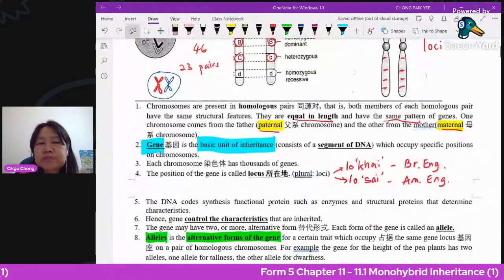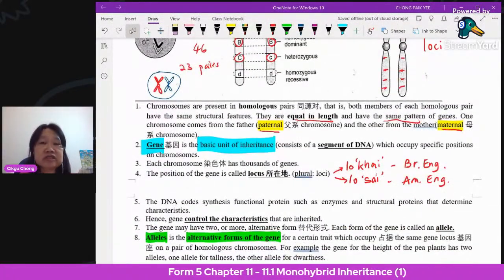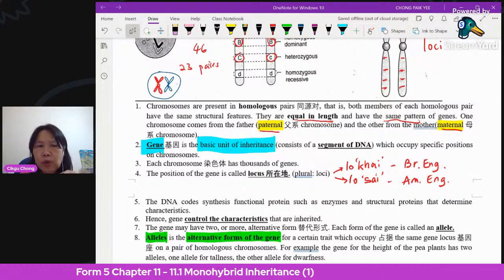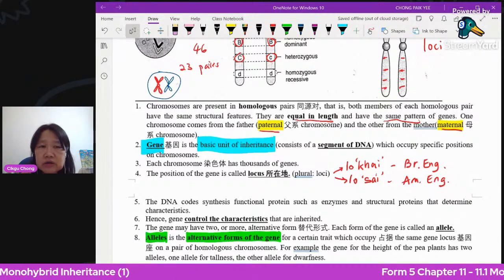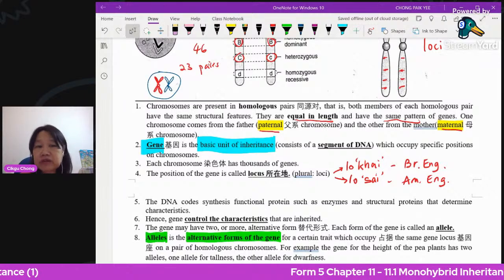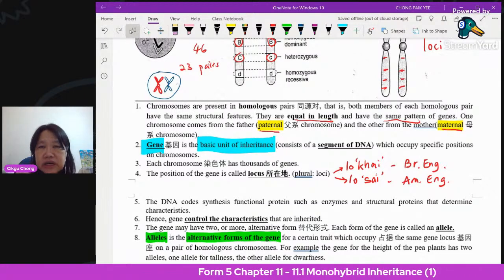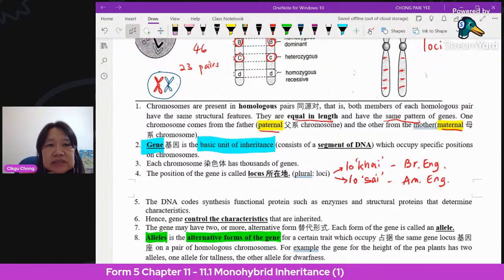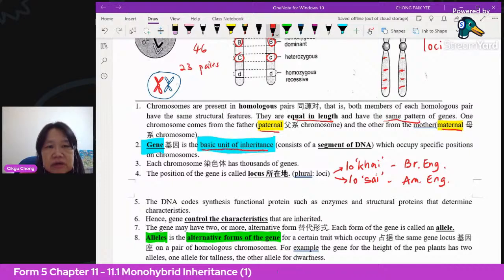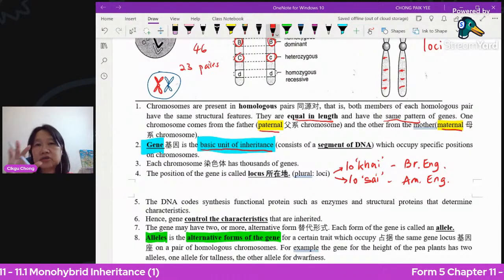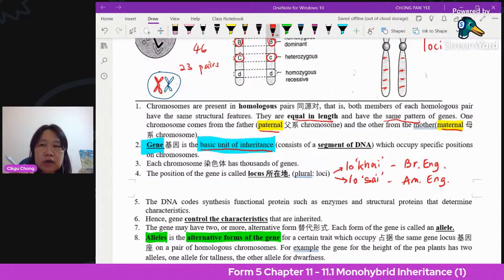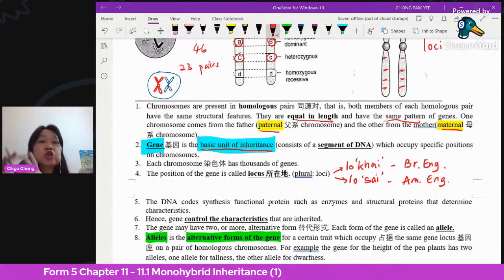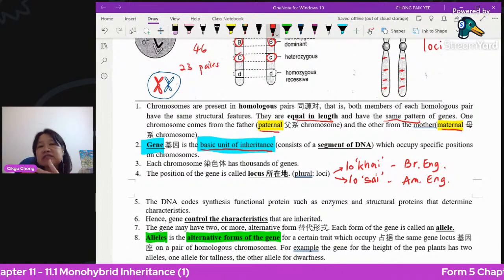So the gene is the basic unit of inheritance. If a question asks you, what is the basic unit of inheritance? You don't say chromosome, you don't say allele. I'm going to explain later what an allele is. You say gene. The gene is the basic unit of inheritance because that is where the codes are. The gene has the codes to allow the body to produce whatever protein it is, and that is going to show your characteristic. So what kind of skin color you have?